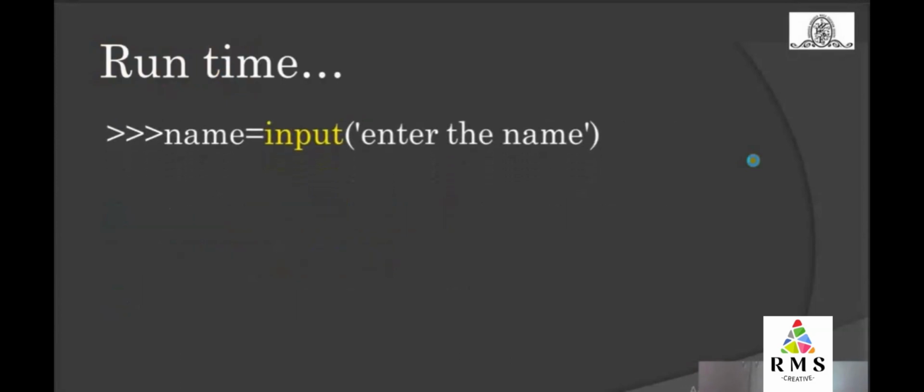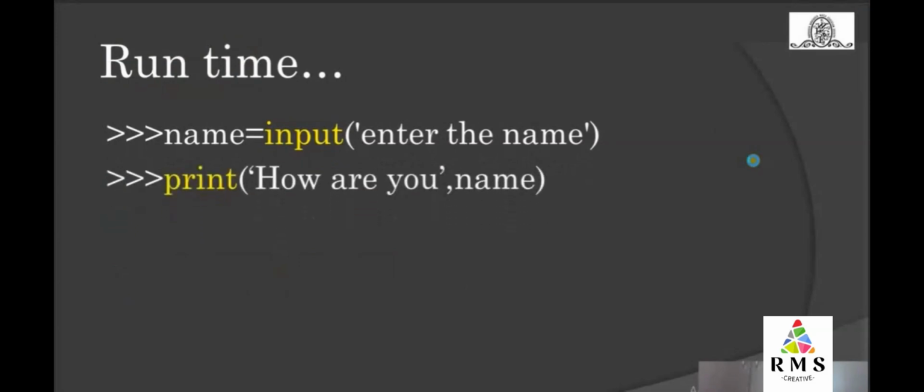Runtime, name is equal to input, enter the name. Print, how are you, comma, name. Friends, over here, name is a variable. Input is a function. This will print enter the name and wait for the user to add the input. As user is typing the input, this input will be saved in this variable name and it can be used afterwards in our program. For example, we are printing how are you.